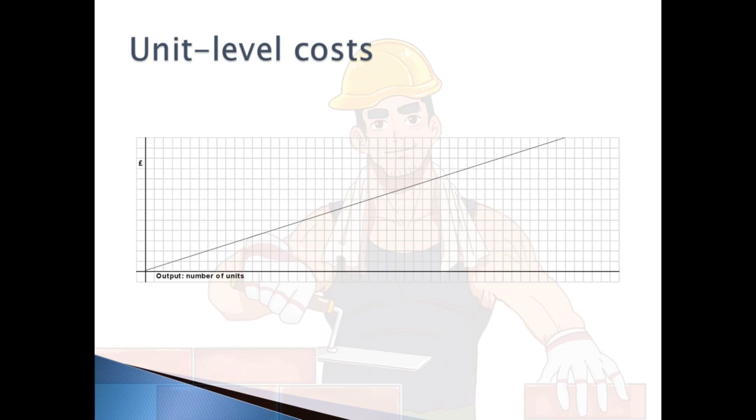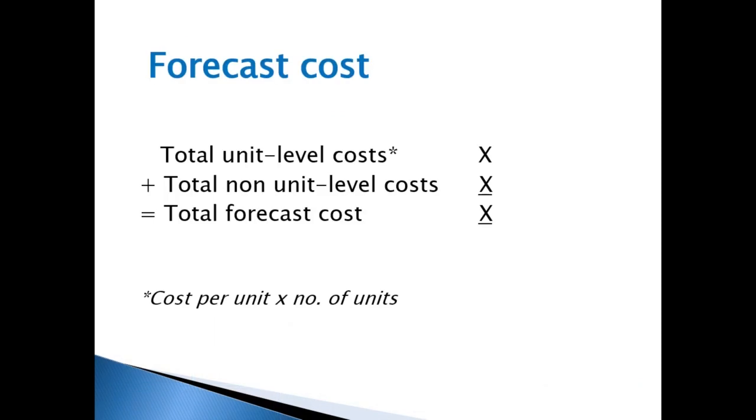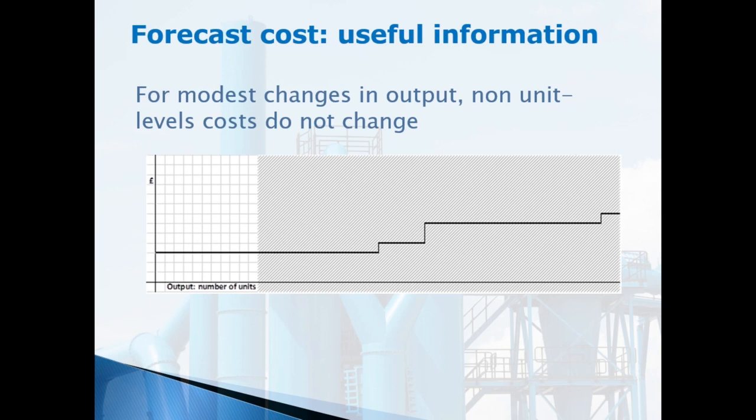So we've got the 2 types of cost. How do we forecast the cost? You need to add the 2 together. It's the total unit level costs and the total non-unit level costs. And the unit level costs will be the cost per unit multiplied by the number of units. Now, for the non-unit level costs, we have a useful situation here. So for modest changes in output, say in the white area on the graph here, the non-unit level cost won't change. So we can pretty much just keep using the same number all the time.